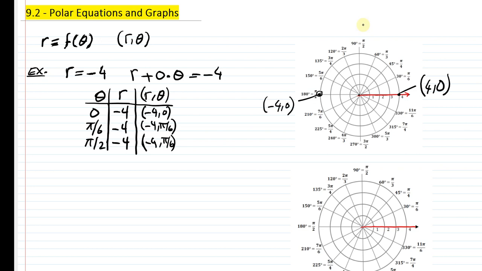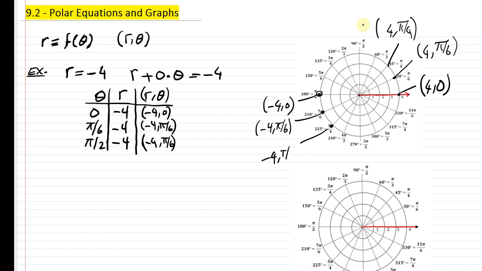Then I have -4 and pi over 6. So over here, I do 4 and pi over 6, then reflect it, and you get a point right across over here. There you go. That will be my second point, -4, pi over 6. And the next one is pi over 4, so 4 and pi over 4 will be here, -4, pi over 4 will reflect it here, and you can kind of see where this is going. The radius doesn't change, the measure of angle is allowed to change.